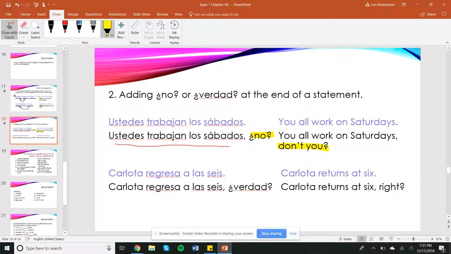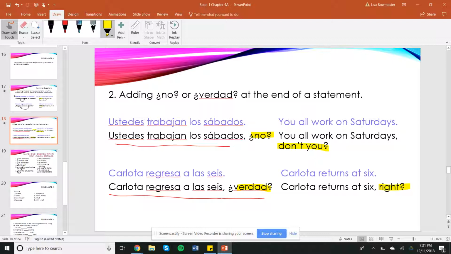See the same sentence again. Carlota regresa a las 6. Carlota returns at 6. Just our statement, nothing new there. But in the question, I added verdad at the end. Carlota regresa a las 6. What's new? Verdad. Carlota returns at 6, right? So just by putting that little question on the end, it turns the statement into a question. So if you can't always remember how to flip-flop, this is something you could do.